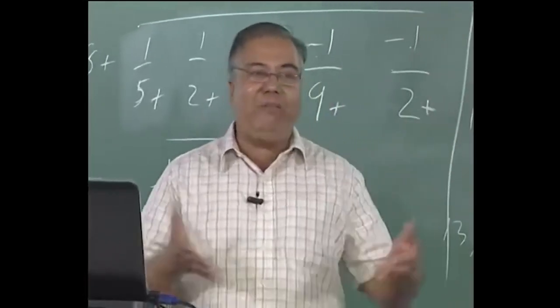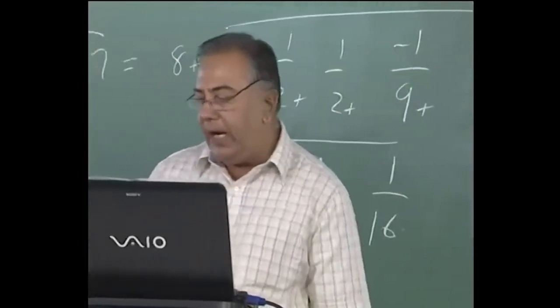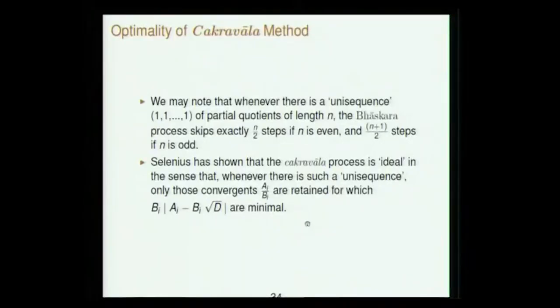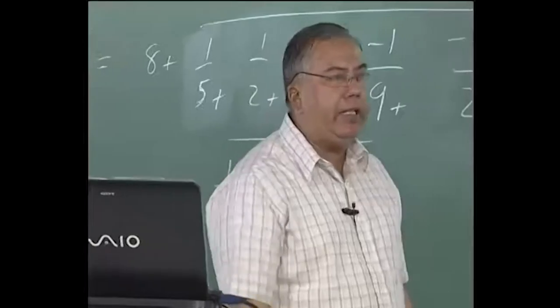But Chakravala picks up the ideal ones, or the most optimal ones amongst them. And that is what Selenius showed, and he generalized the theory to what are called optimal continued fractions for arbitrary real numbers. So recently Matthews and a group in Australia have been working on Chakravala systematically. They were the people who showed the midpoint criteria and things like that.